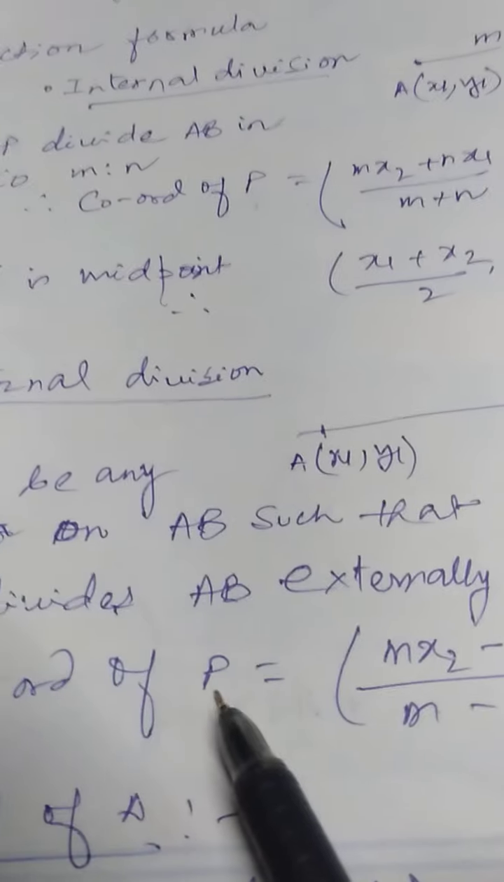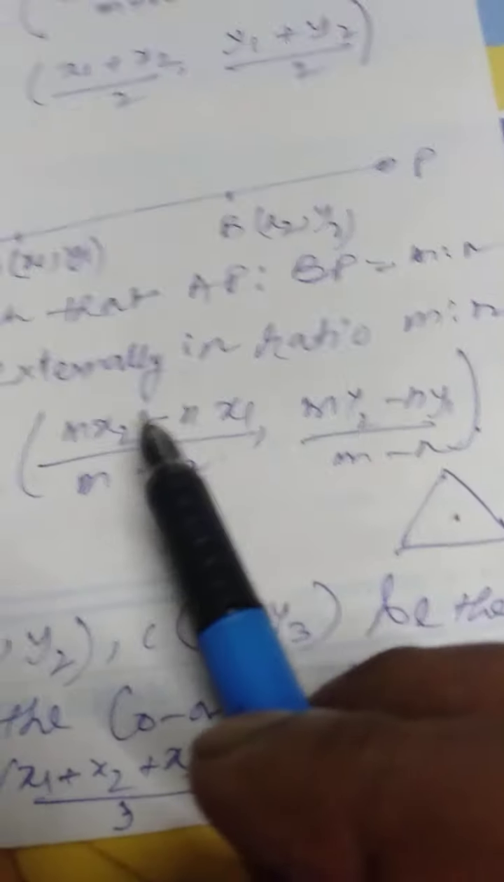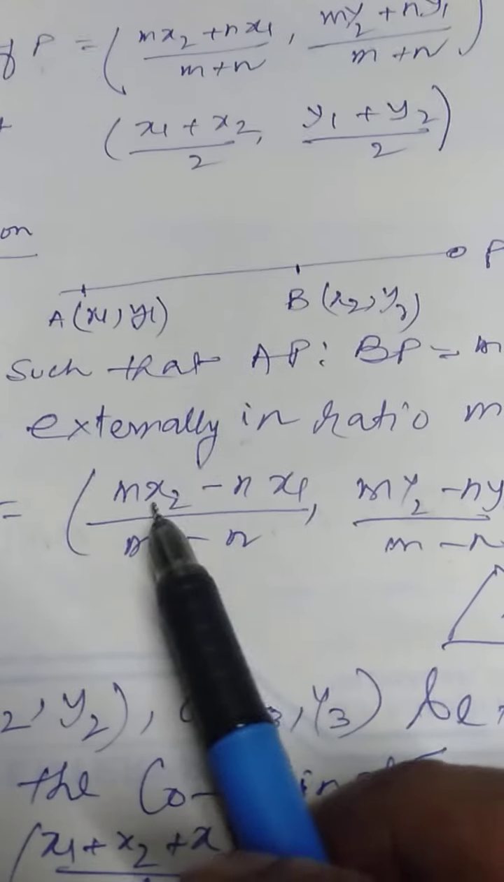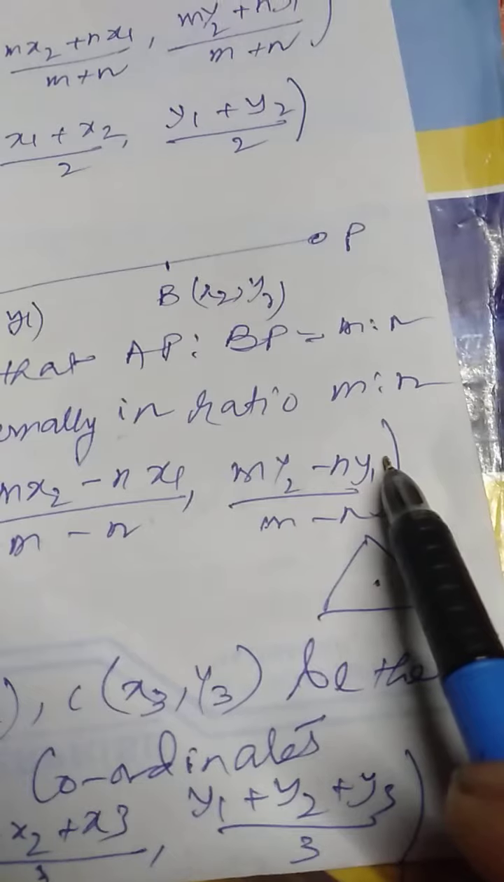The coordinates of P will be what? This is the coordinate of P: (mx2 minus nx1) by (m minus n), (my2 minus ny1) by (m minus n).